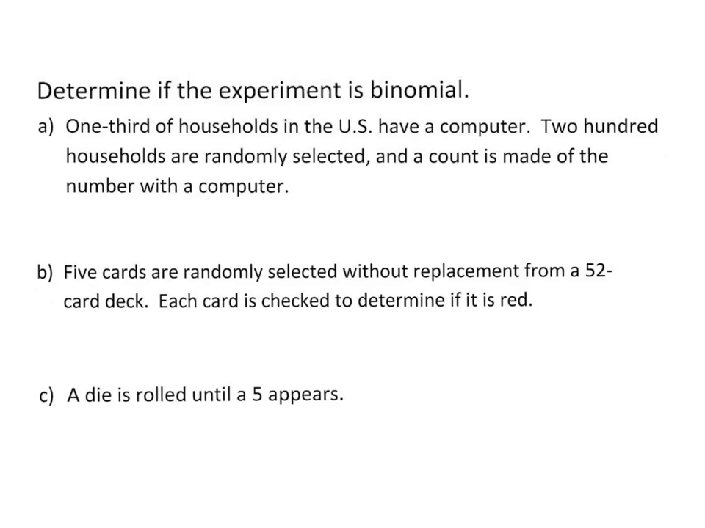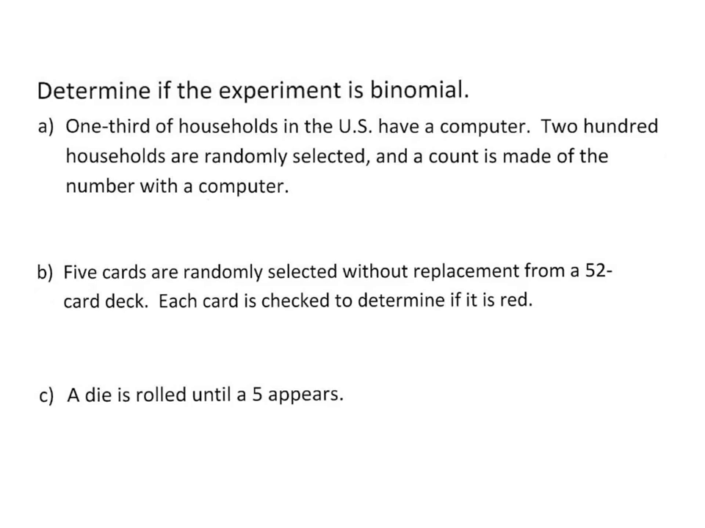So A, 1/3 of households in the U.S. have a computer. 200 households are randomly selected, and a count is made of the number with a computer. Okay? So let's start with the success versus failure. What would we consider a success for this problem? Having a computer. The failure would be not having a computer. So there are 2 outcomes. Either they have a computer or they don't.